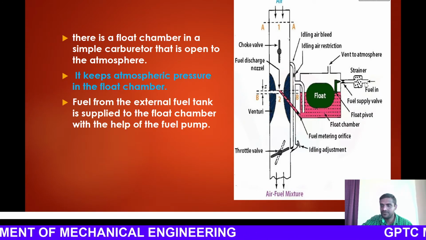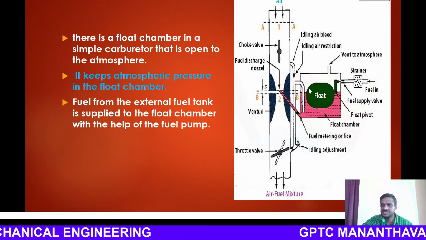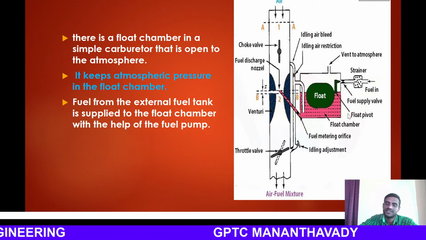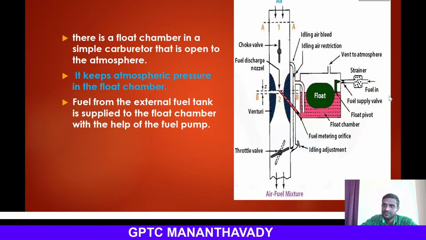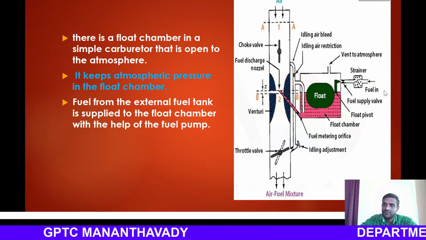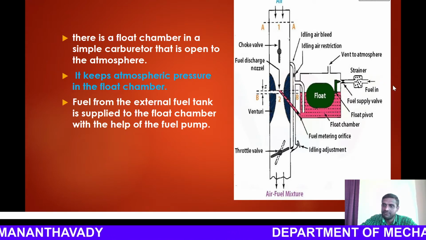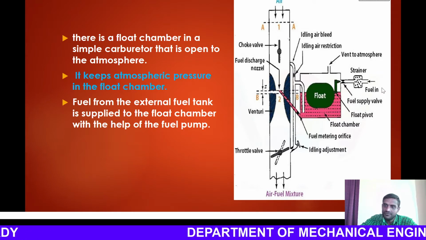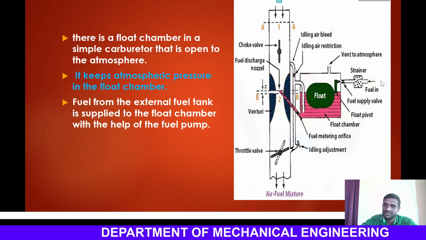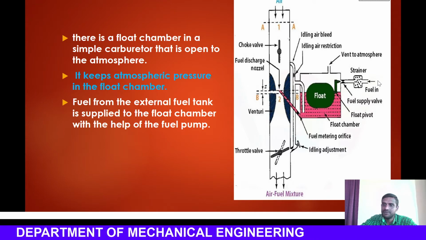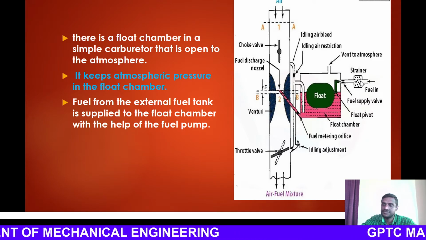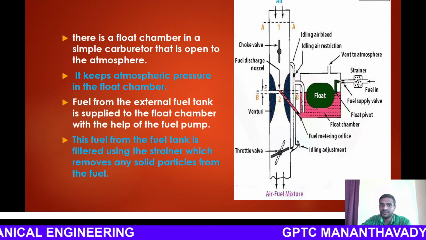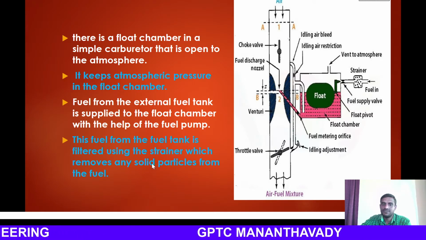This one is just a schematic representation of the carburetor portions only. So here there will be a fuel pump, and after that there will be a fuel tank. The fuel in the fuel tank is pumped by using a fuel pump, and this pumped fuel gets into this strainer. The fuel from the fuel tank is filtered using a strainer.